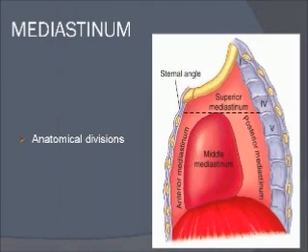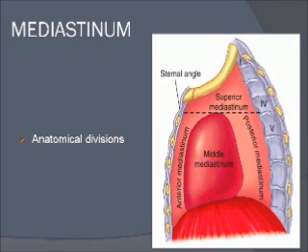Now coming to the mediastinum. Mediastinum is basically the structures which lie between the two lungs. The structures which lie between the two lungs are known as mediastinal structures. There are two classifications. One is the anatomical classification, and one is the Felson classification, which is followed by radiologists.